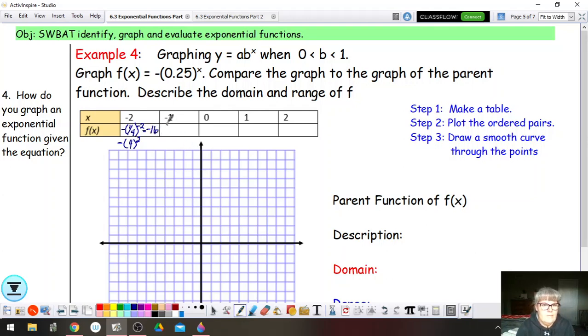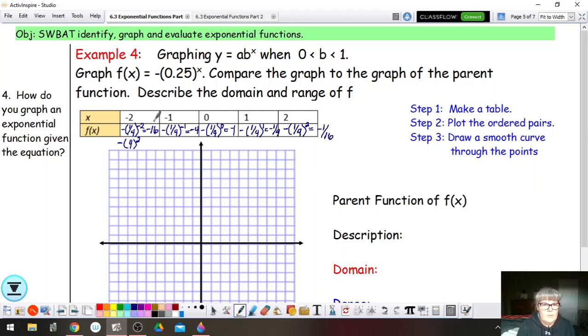And then we have negative 1/4 to the negative 1. So we would flip that. It would be a 4 to the 1. And the negative outside is negative 4. Negative 1/4 to the 0 is negative 1. Negative 1/4 to the 1 is negative 1/4. And negative 1/4 squared is negative 1/16.